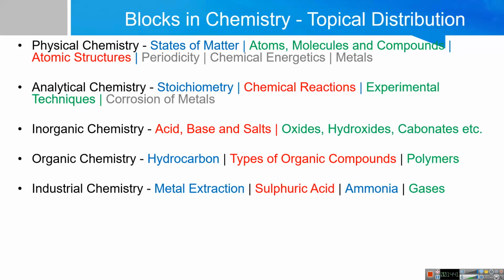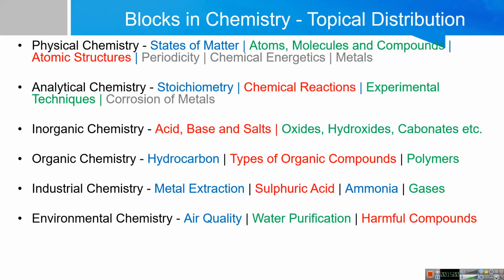And then in industrial chemistry we will be dealing with metal extraction. Again we'll be referring to the chapter on metals. And then we have sulfuric acid, which is the unit of industrial chemistry entirely, right? How sulfuric acid is made. And then we have ammonia production, and then we have gas production, right?